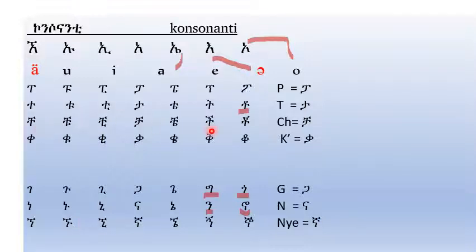And che. Che. Norwegian, they don't have che. If they want che, they have to combine letters. Okay, English also, they have to write ch. So Amharic is good to write. It has plenty of letters.